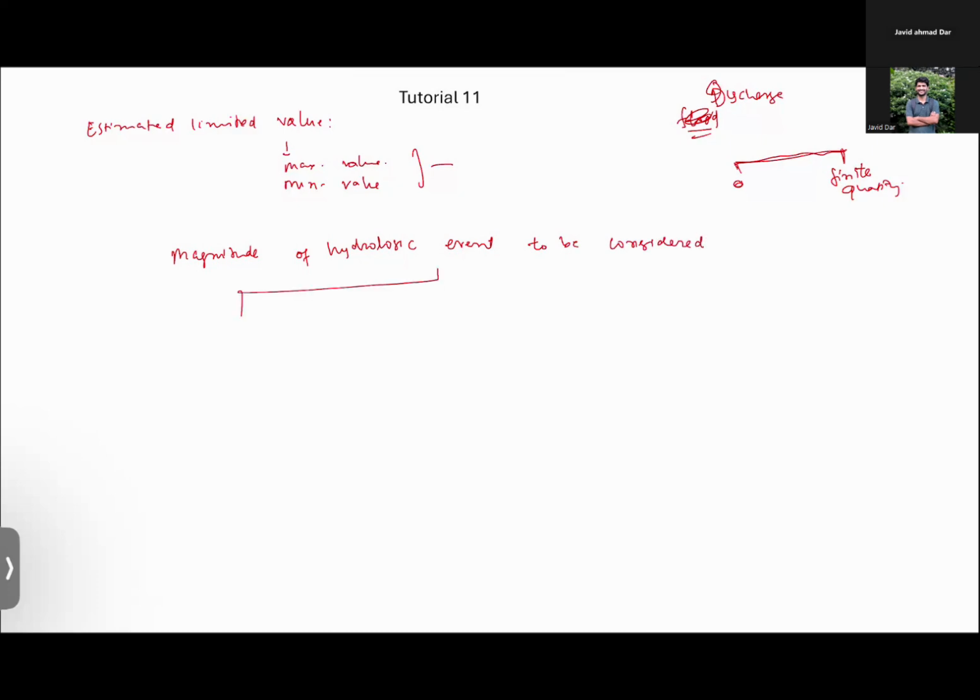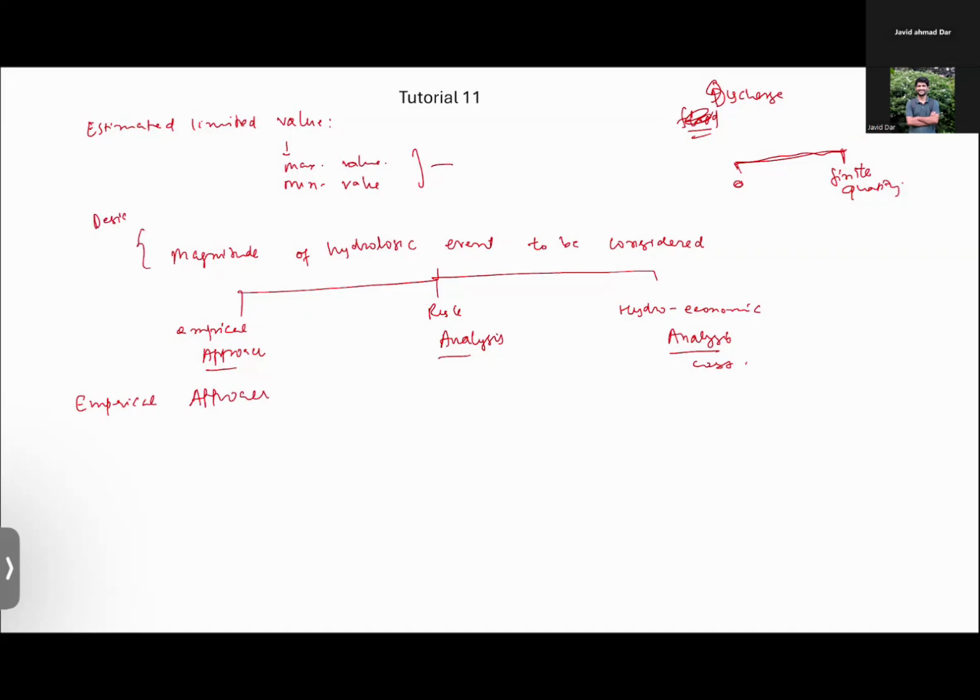We have three approaches. One is the empirical one. Second is the risk analysis. And the third is the hydroeconomic. So this hydroeconomic part will include the cost. The risk approach does not include the cost purpose. So we can start with the empirical approach. So these all determine the design value.